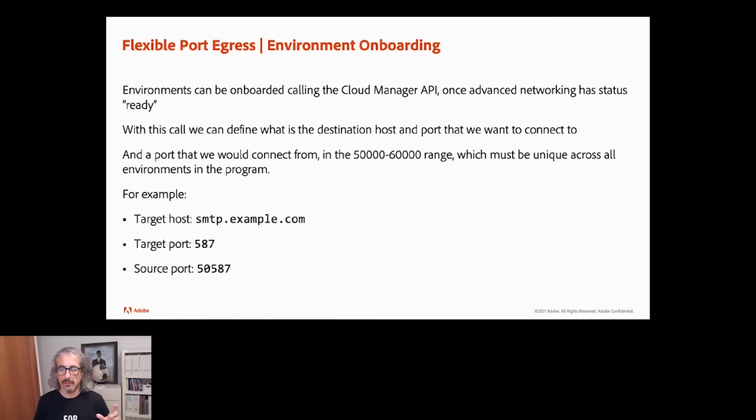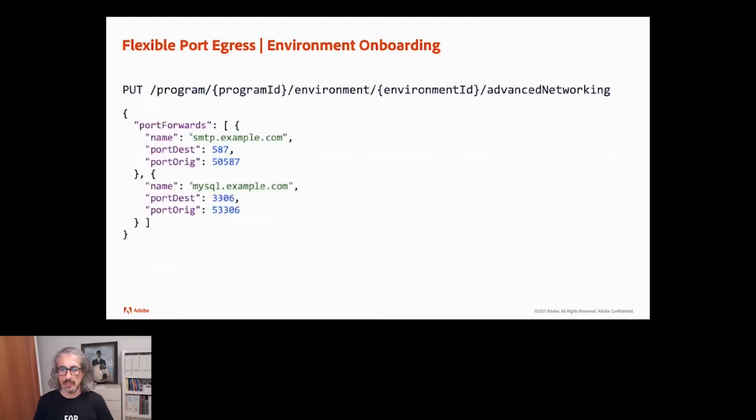So to enable these port forwards, you would call this API, the Advanced Networking Environment API, and you could pass a number of ports with different destinations. So in this case, SMTP and MySQL, and you would set different origin ports for each of them.